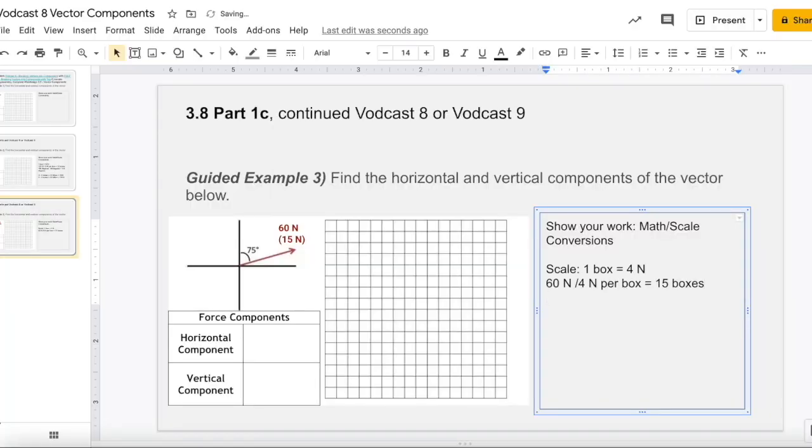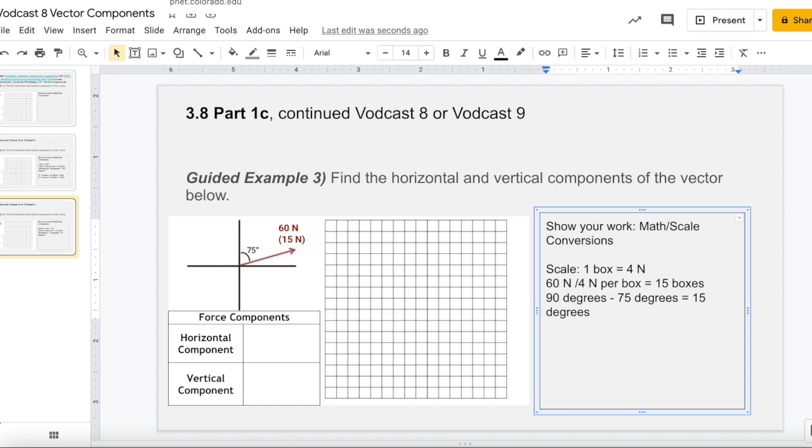So we said it was not quite as far as the y-axis. The y-axis was 90 degrees. And it's not quite that far by 75 degrees. And that gives me 15 degrees. So I have 15 boxes at 15 degrees.